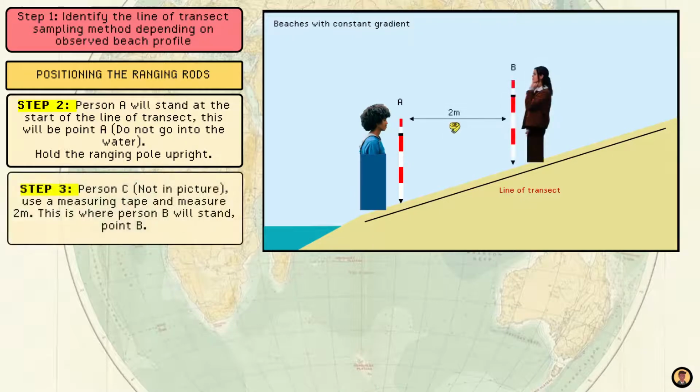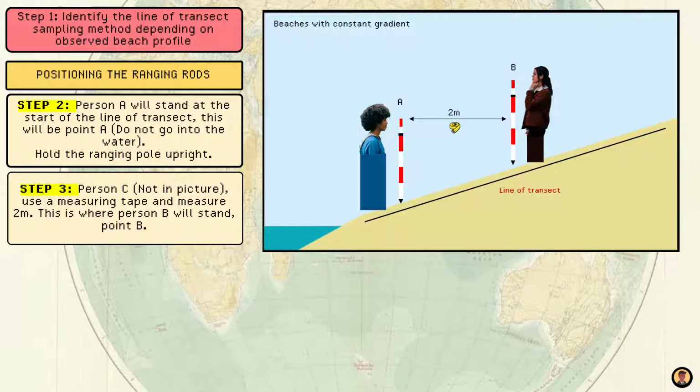Alright, so then in step 3, after person A has taken his position, person C, who is not in the picture, will use the measuring tape and measure 2 meters, or the distance that you have identified as an interval. So as you can see here, just to make it clear, this is a beach with constant gradient, therefore I'll be using systematic sampling. So the distance will be the same throughout.